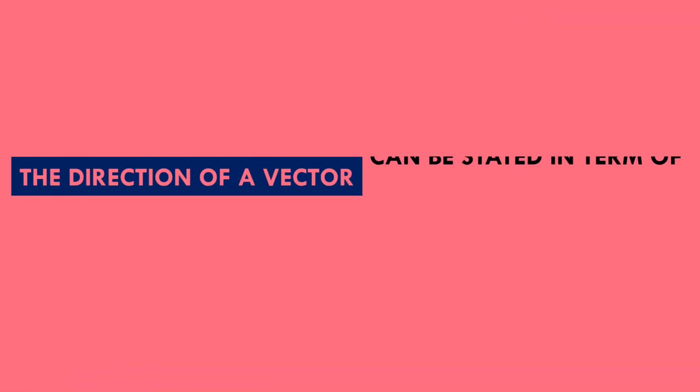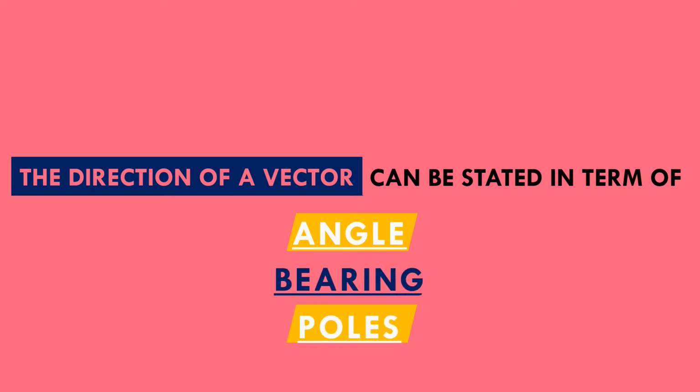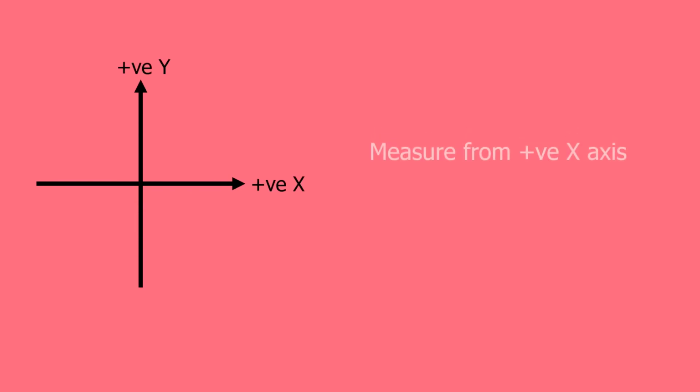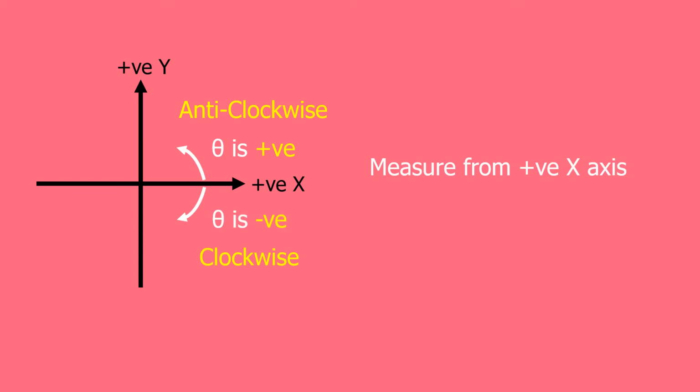The direction of a vector can be stated in terms of angle, bearing, and poles. First, we go for angle. The angle is measured from the positive x-axis. If the measurement is in the anti-clockwise direction, the angle has a positive sign. But if the measurement is in the clockwise direction, the angle has a negative sign. The angle must have a value of negative 180 degrees to positive 180 degrees.